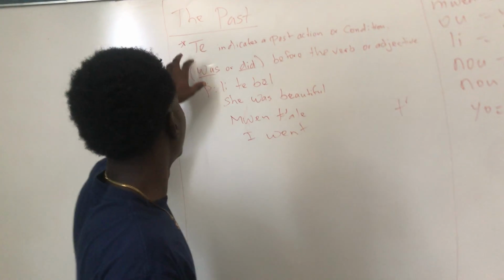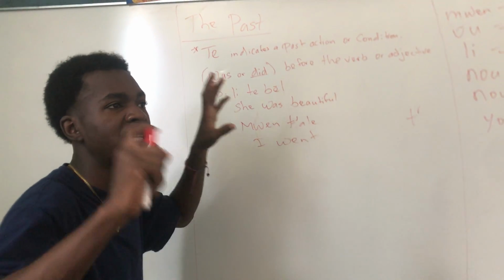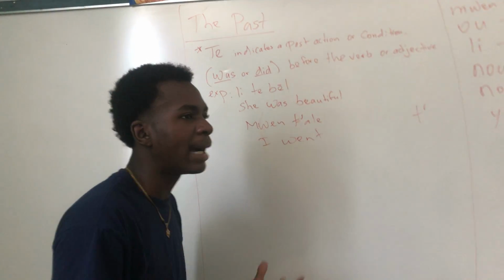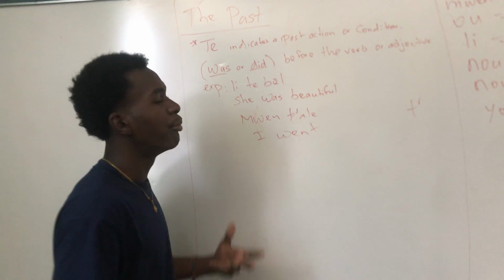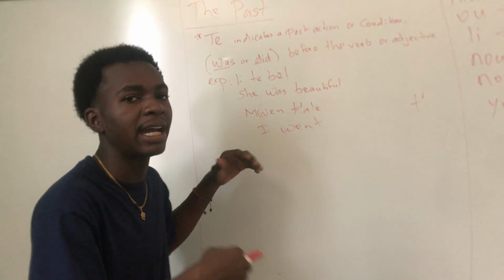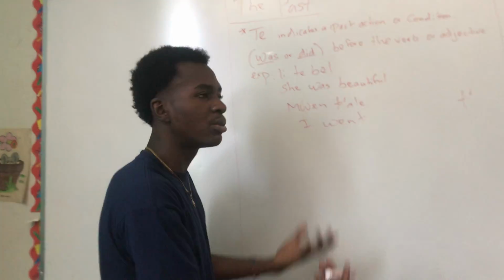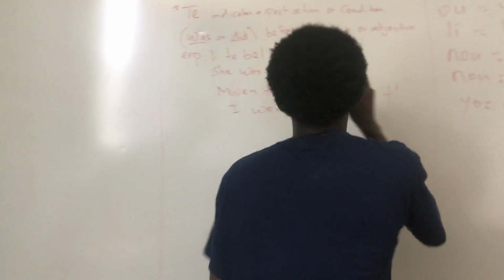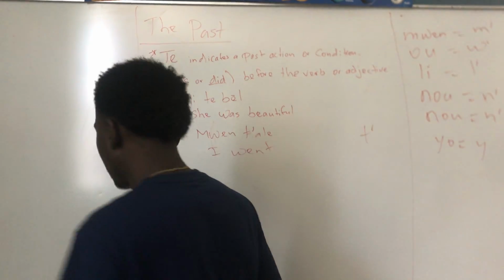So we said it's te, and every time we're speaking of the past, the word te is in place. Mwen te malad, I was sick. Mwen te fè sa, I did this. Mwen te vle, I wanted. And li te bèl, she was beautiful. Mwen t ale, I went. So te will be in place every time we're speaking of the past.